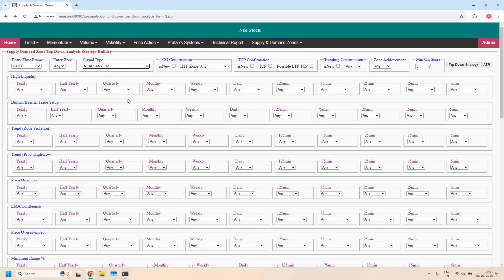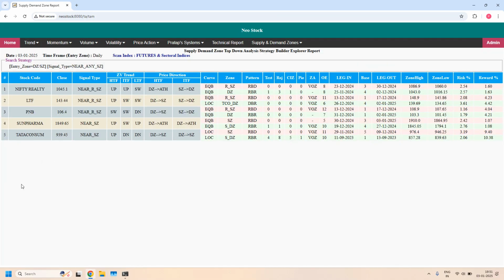Okay, next, daily time frame. Stocks near daily supply zone. We got 5 stocks. Let us identify high liquidity supply zones. First one is indices not listed in F&O. We can ignore it. And L&T Finance, LTF. L&T Finance is a high liquidity zone. And PNB, Punjab National Bank, is also high liquidity supply zone. So we identify 2 high liquidity supply zones from this list.